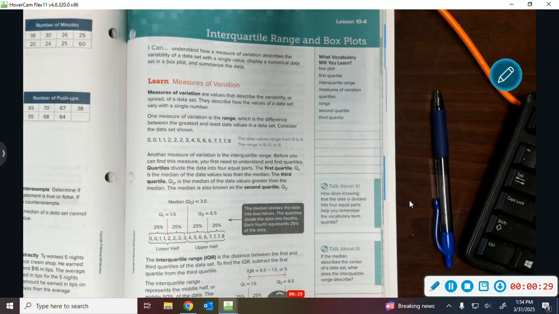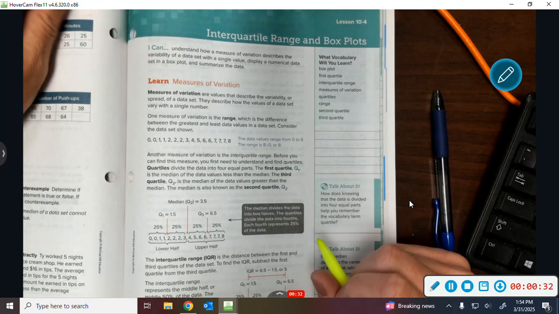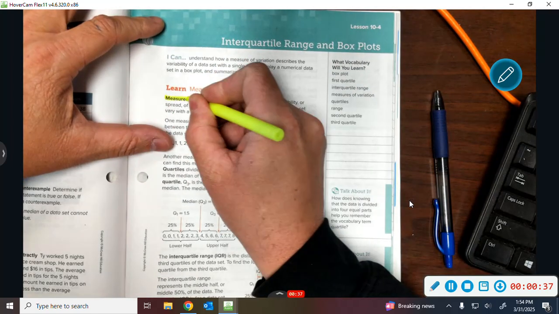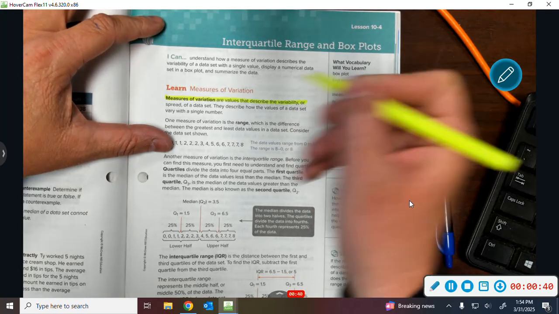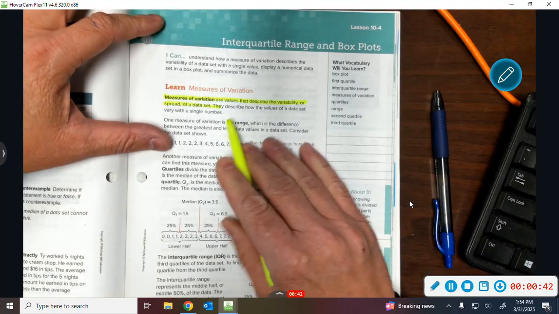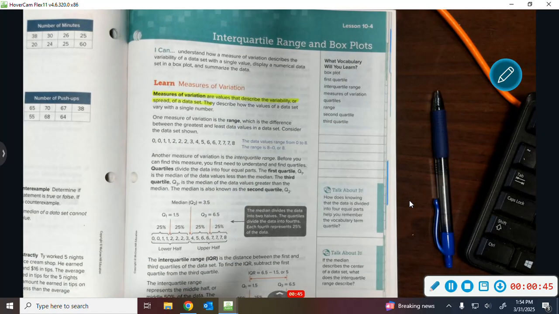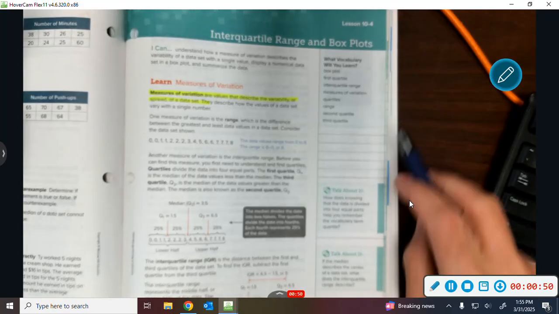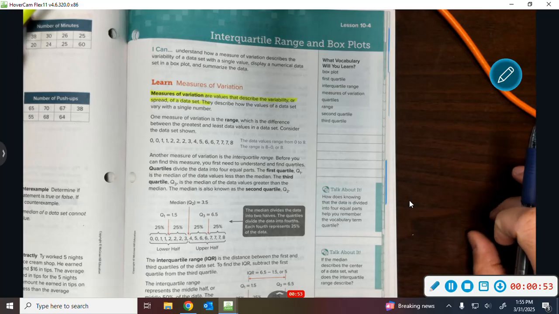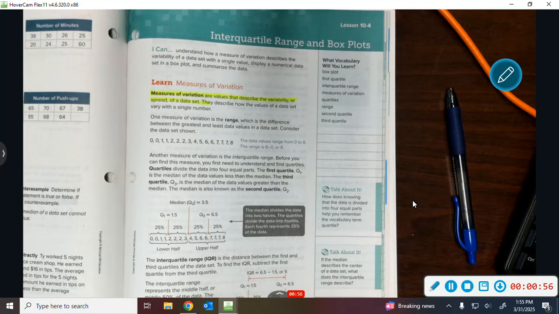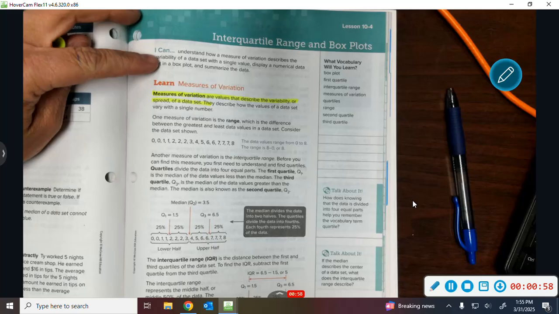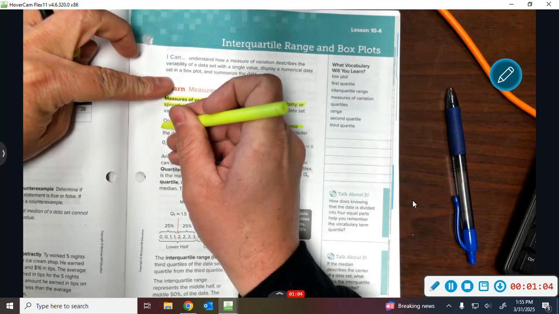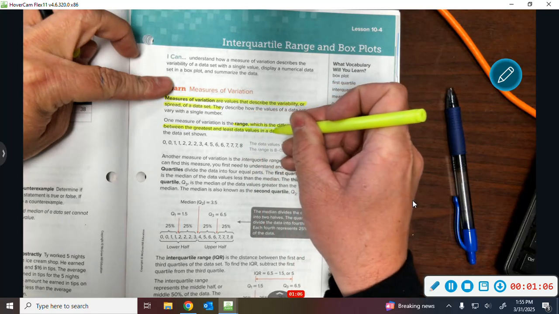Measures of variation are values that describe the variability or spread of the data. That is a vocab term, so make sure you have your highlighter and you highlight it. They describe how the values of a data set will vary with a single number. Vary means to change. One measure of variation is the range, which is the difference between the greatest and the least values in a data set.